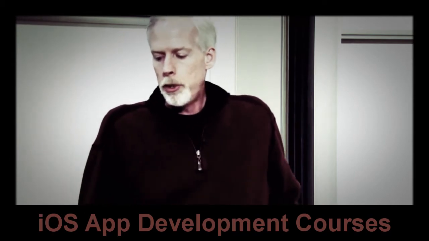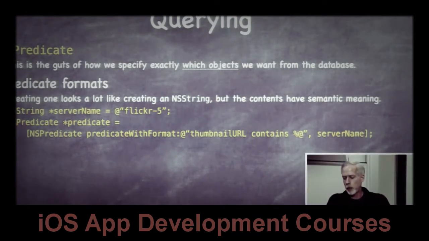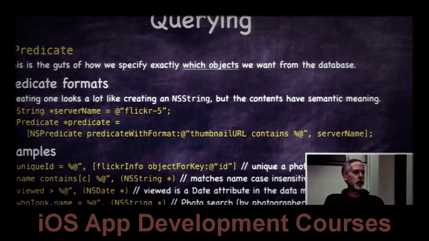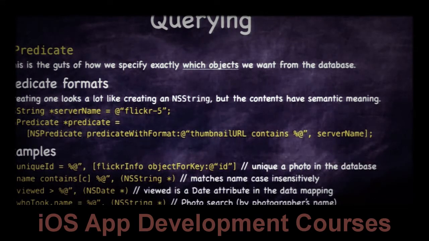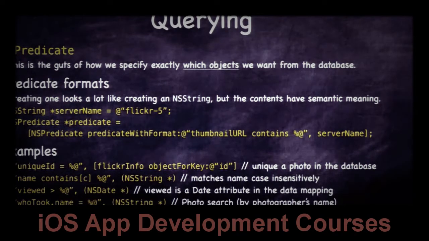Okay, so you see this one's contains. Contains means, you know, that string is contained in the other string, exactly what you want. So contains is one of the words in this little language for setting up predicates. Here's a whole bunch of other examples. I'm not going to teach you all of predicate today. You're going to have to look at the NSPredicate documentation to see what it can do. But here's a bunch of examples. Obviously, you have equals. So you can say unique ID equals %@, maybe the Flickr photo's unique ID. You can say name contains[c]. That means contains case insensitively.